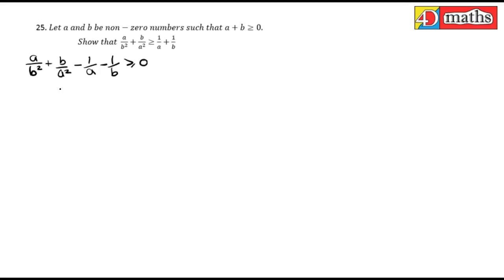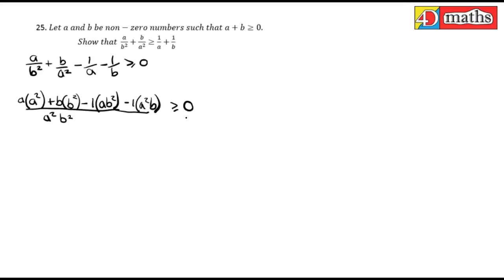Now these are all fractions, okay? And I'm going to try and combine the fractions by getting a common denominator. So my common denominator is going to be a squared b squared, because b squared will go into it, a squared will go into it, a will go into it, and b will go into it, okay? So what's the a multiplied by? Well, if you divide b squared into that, you're left with a squared. This b is multiplied by, if you divide a squared into this, you'll be left with b squared. Minus 1 times, if you divide a into this, you're left with a b squared. And this one is multiplied by, we divide b into this, you're left with a squared b, greater than or equal to 0.